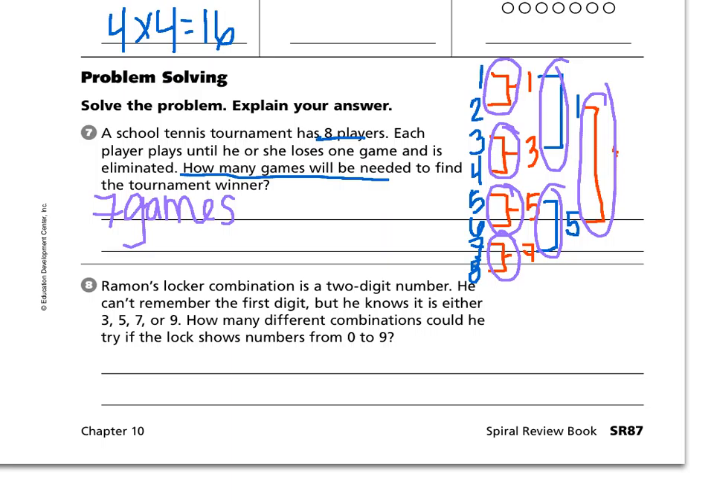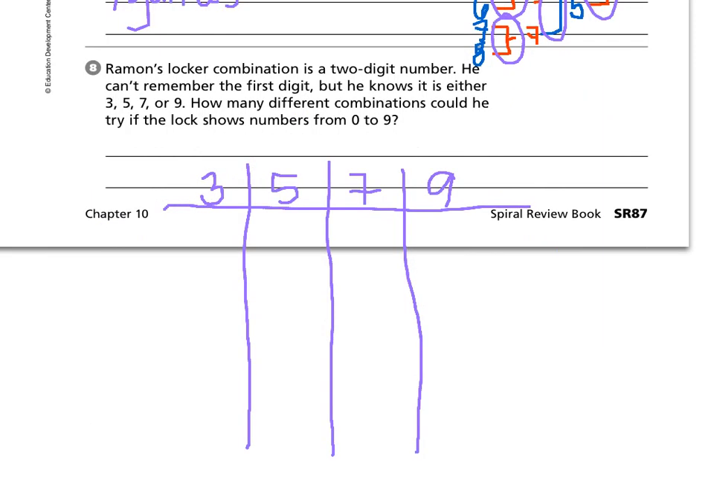Number 8. Raymond's locker combination is a 2-digit number. He can't remember the first digit, but he knows it's either 3, 5, 7, or 9. How many different combinations could he try if the lock shows numbers from 0 to 9? I'm going to go ahead and set up a grid for this so I can keep track. I know that the first numbers are either 3, 5, 7, or 9. The second numbers, though, can be from 0 to 9.